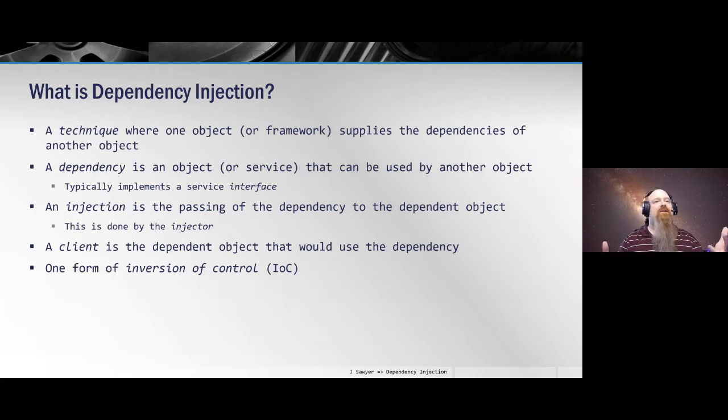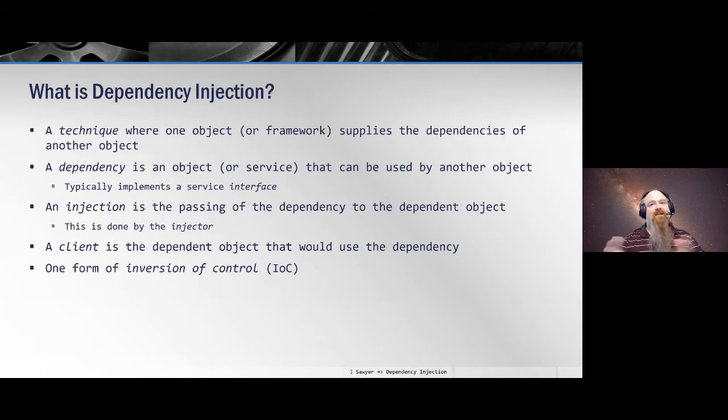Once you have the dependency, injection is the passing of the dependency to the dependent object, the one that consumes the service. Going back to our example of a repository, most of your pages are going to consume one or more repositories in order to read and write data. So that repository would then be passed into the dependent object that will consume it.